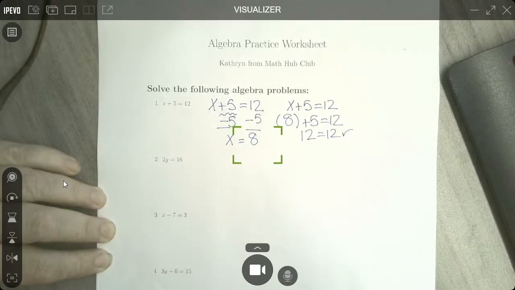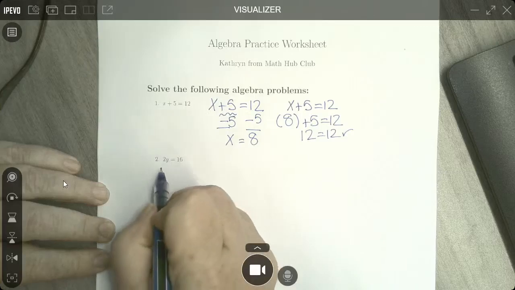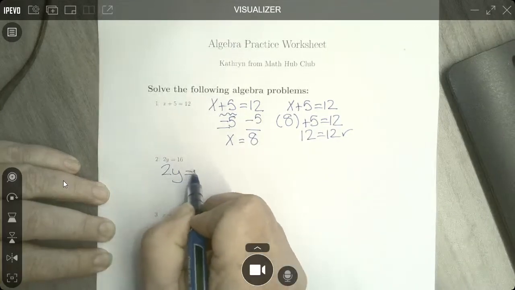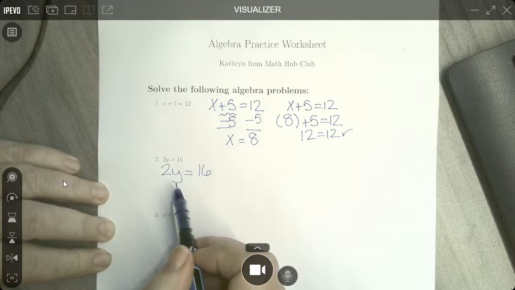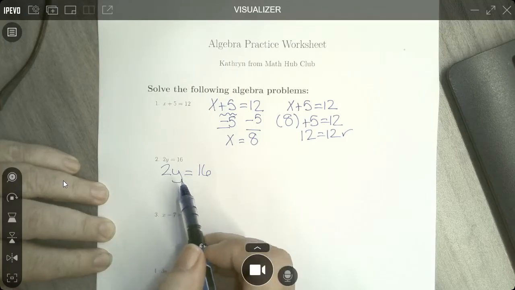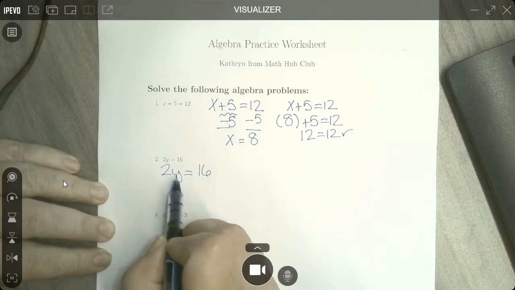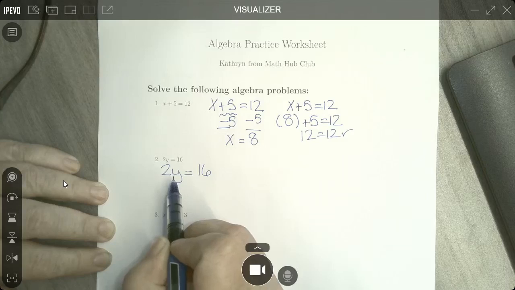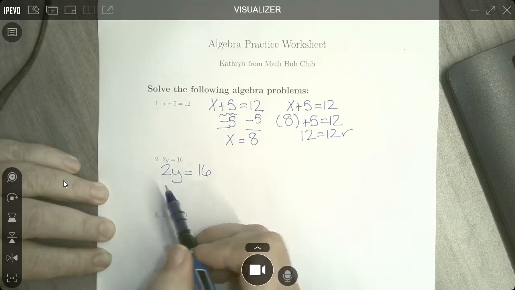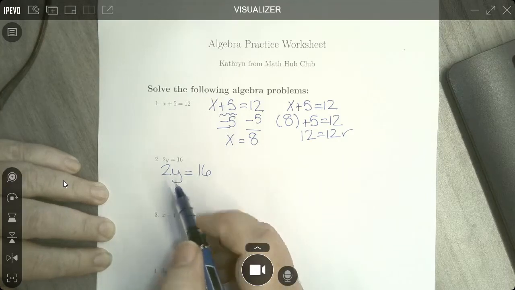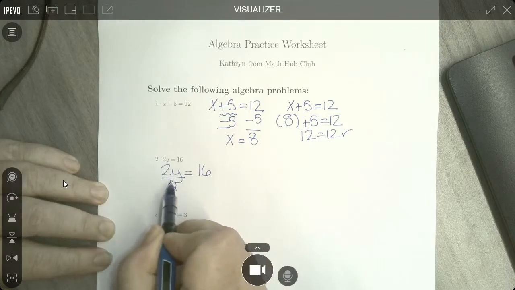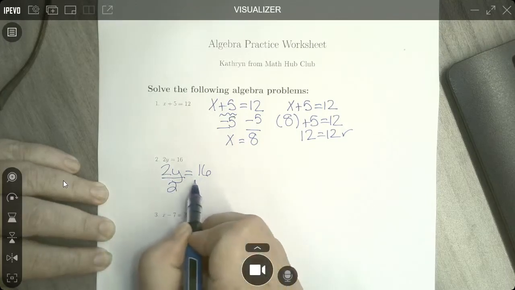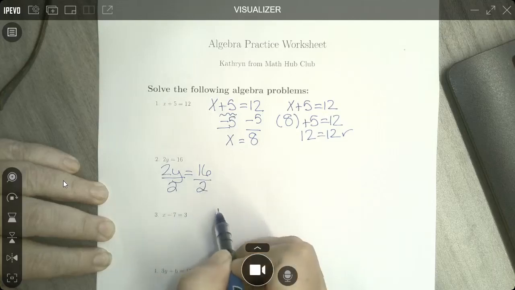All right, let's try the next one. We have 2y equals 16. I'm going to rewrite that. 2y equals 16. Now with this one, I want to get my variable by itself, which is y. But anytime I have a number and a letter next to each other, that means to multiply. And what's the opposite of multiplying? Yep, dividing. I'm going to divide by whatever is hooked to my variable. And in this case, it's a 2. So I'm going to divide both sides by 2.